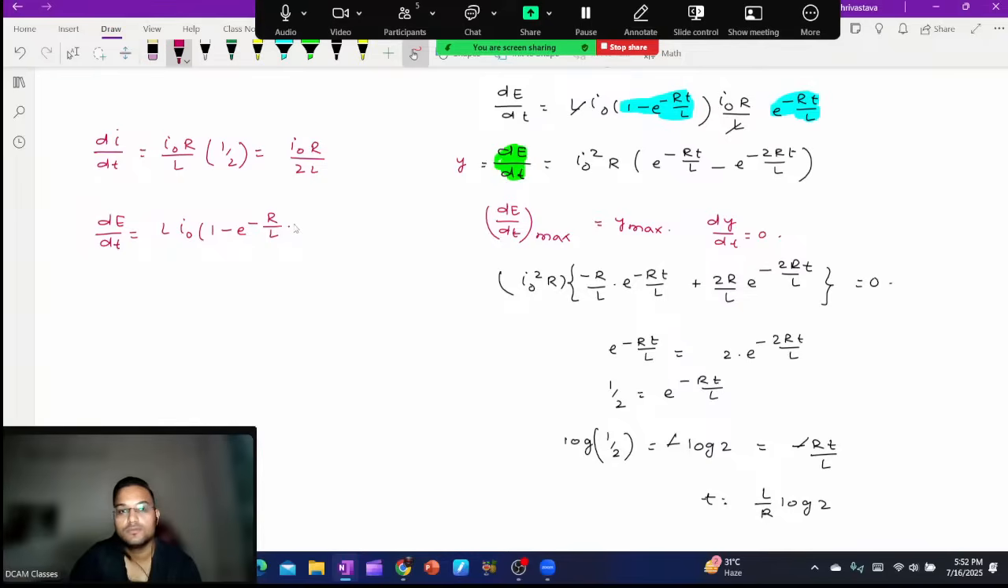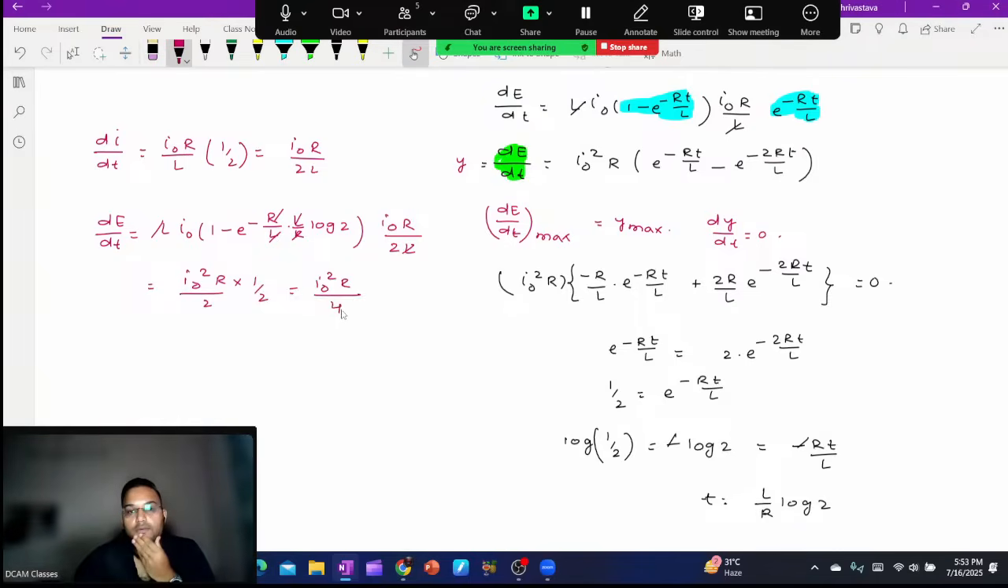T is L by R log 2. So it should be 2 power R by L only because it's e power something in a log. It's 2 power 1, so 2 minus... sorry, 1 by 2. It is I naught square R into 1 minus 1 by 2, it will be 1 by 2, 1 by 4. I naught square R by 4. Okay? Yes, sir. So this is the maximum di by dt.